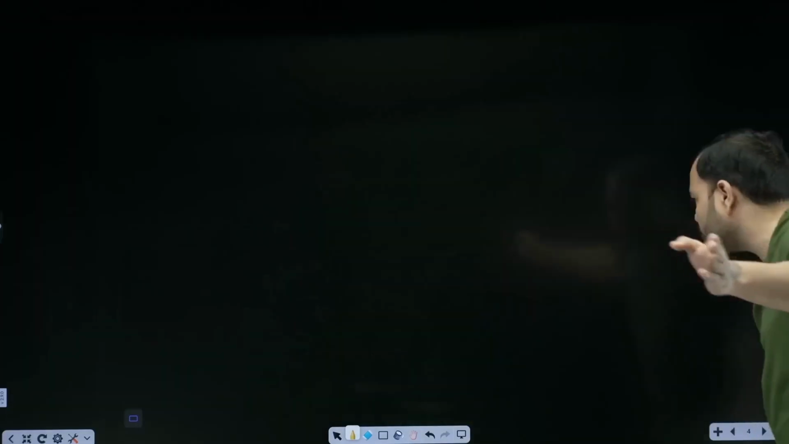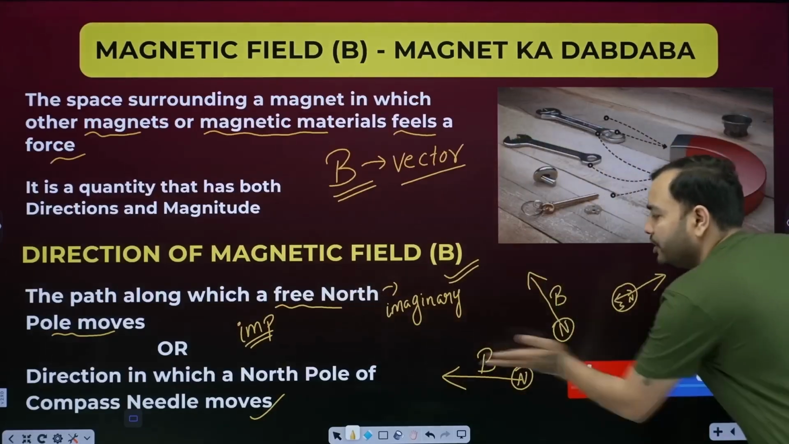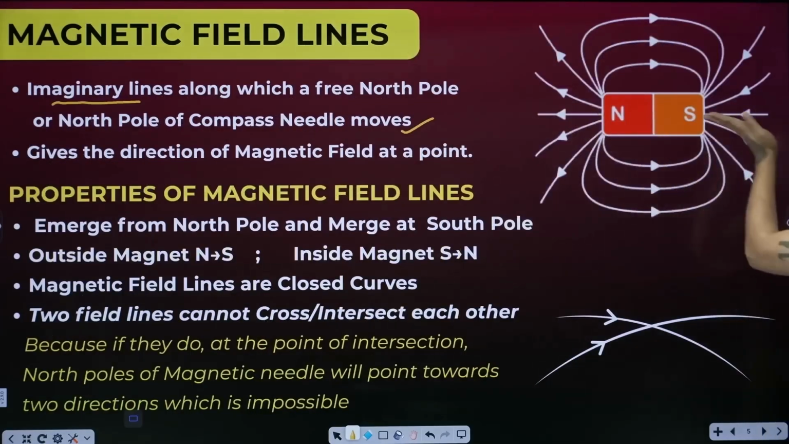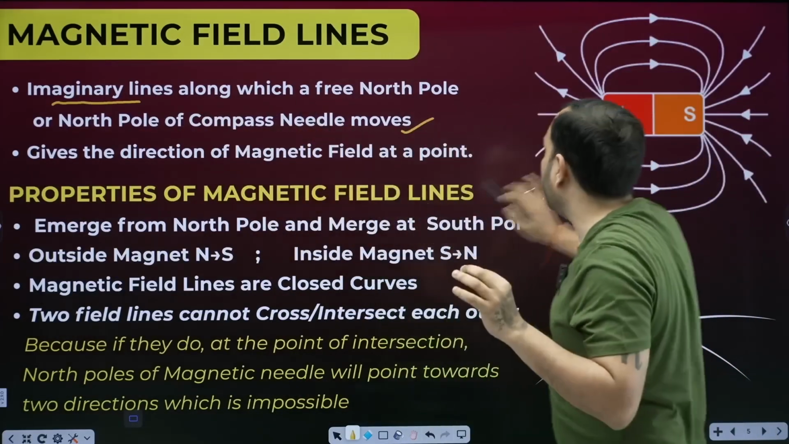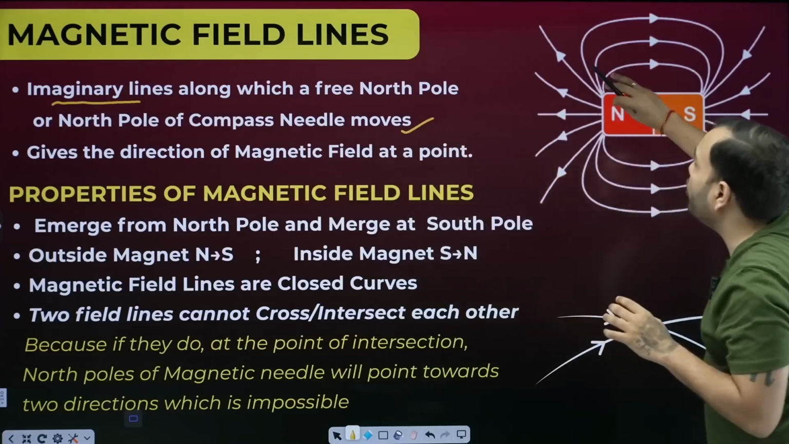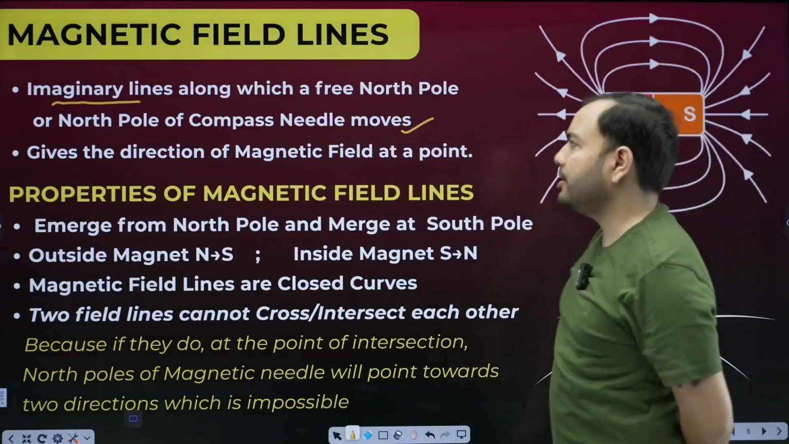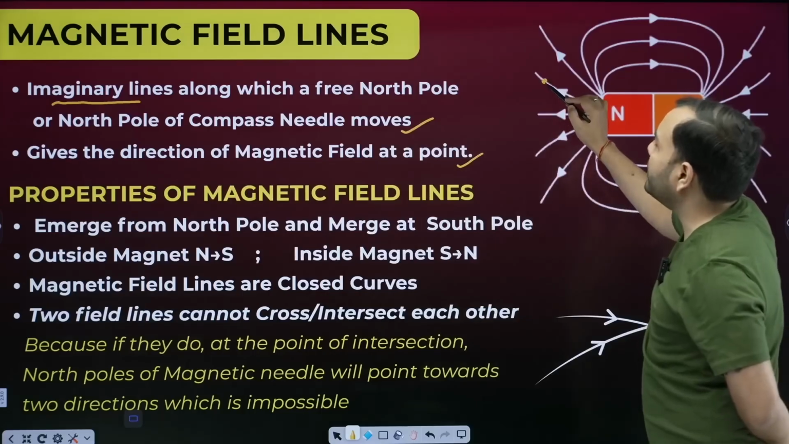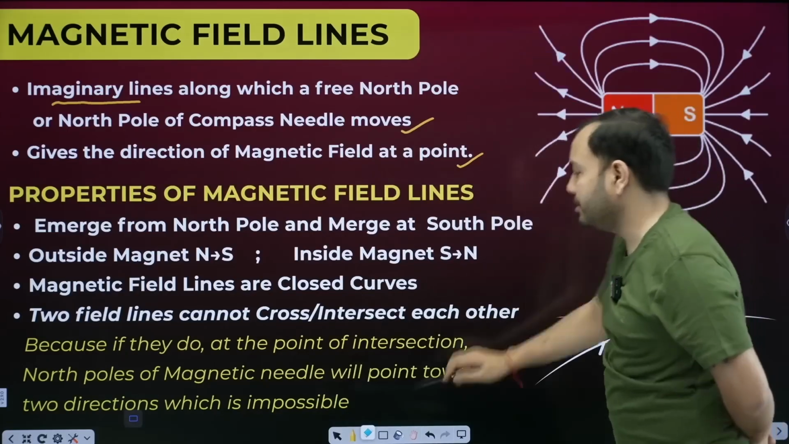The direction of the magnetic field was also explained like this: the path along which a free north pole moves. Look here, the magnetic field was like this, here it was like this, here like this. Look, it's running here. It is the same here. What are the magnetic field lines? They are imaginary lines along which a free north pole or the north pole of a compass will run. And whose direction is this giving? It is giving the direction of the magnetic field at a point. If I ask what is the direction of the magnetic field at this place, this is the direction of the magnetic field lines. Is it clear?